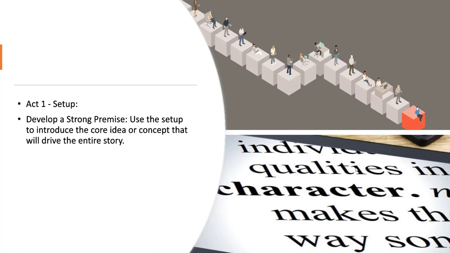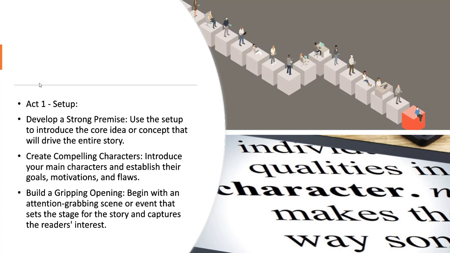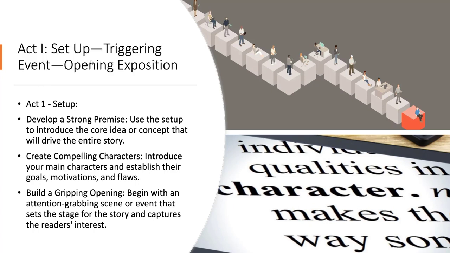So the first part is something called the setup. And so in the setup, known as the triggering event or the opening exposition, you want to develop a strong premise. Use the setup to introduce the core idea or concept that will drive the entire story, similar to a thesis statement for an essay. Create compelling characters. Introduce your main characters and establish their goals, motivations, and flaws. Build a gripping opening. Begin with an attention-grabbing scene or event that sets the stage for the story and captures the reader's interest.